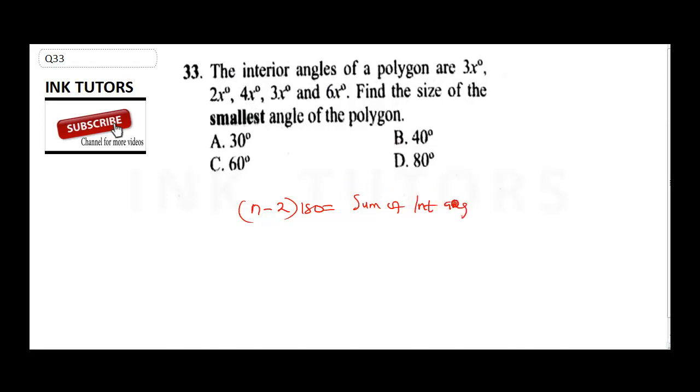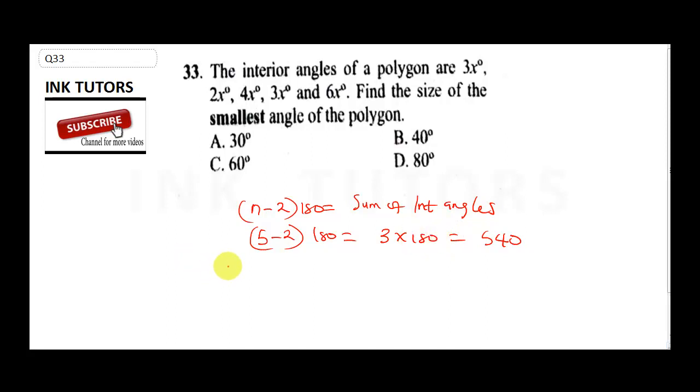Okay, so how many sides do we have? 3x, 2x, 4x, 3x, and 6x, so there are 5 sides. So this is 5 minus 2, all multiplied by 180. That gives us 3 times 180, and 3 times 18 is 54, so that is 540.